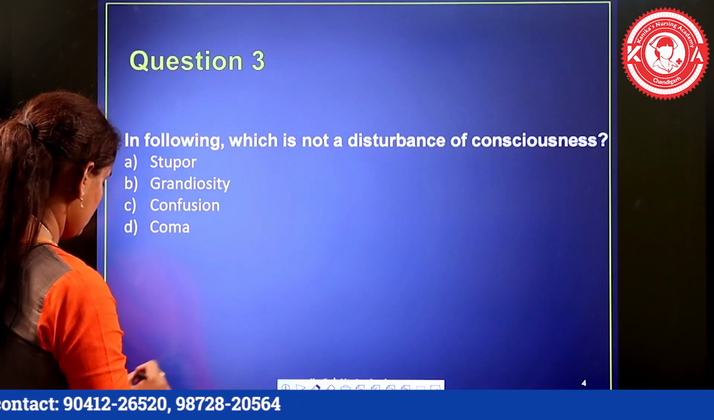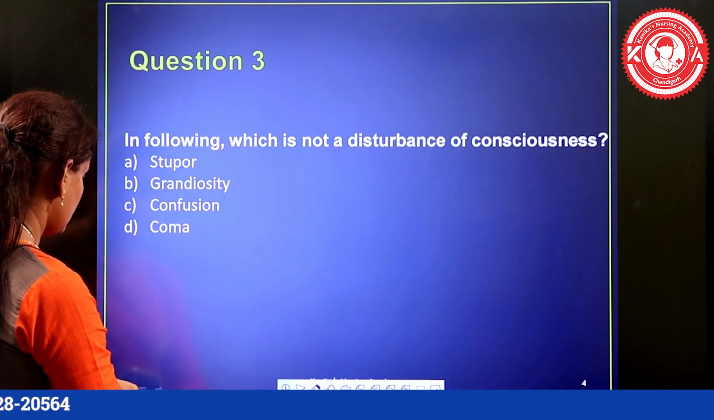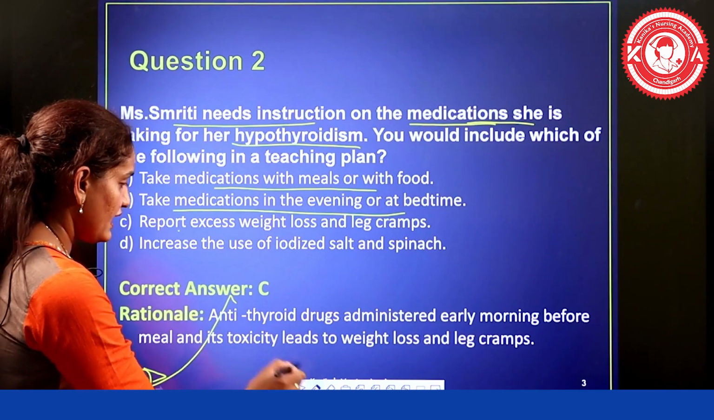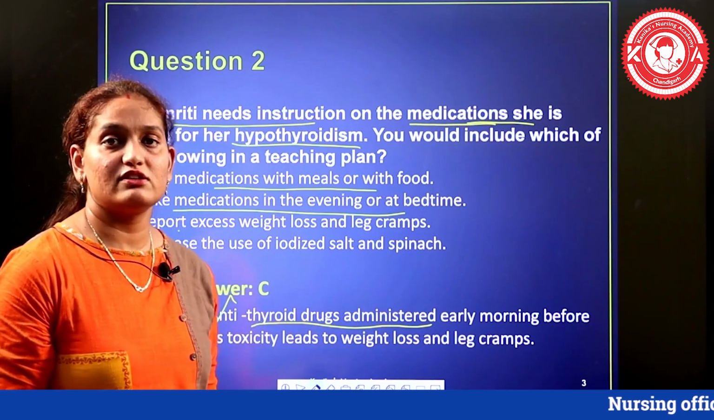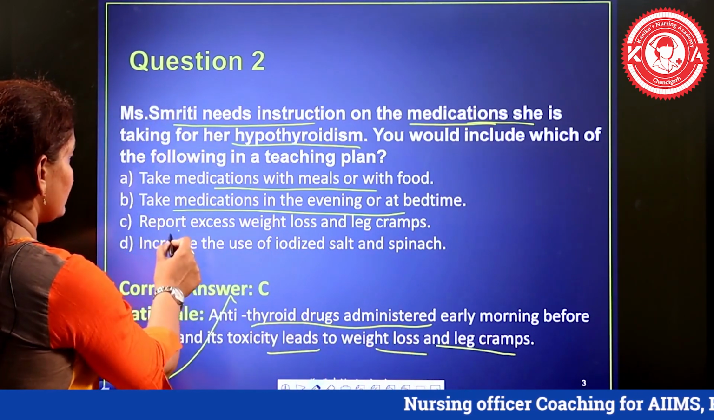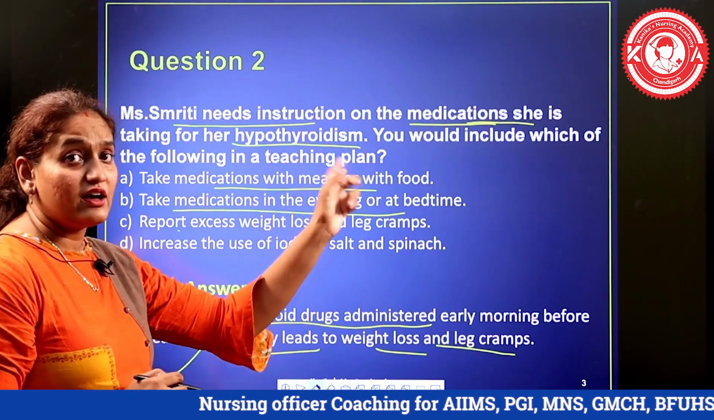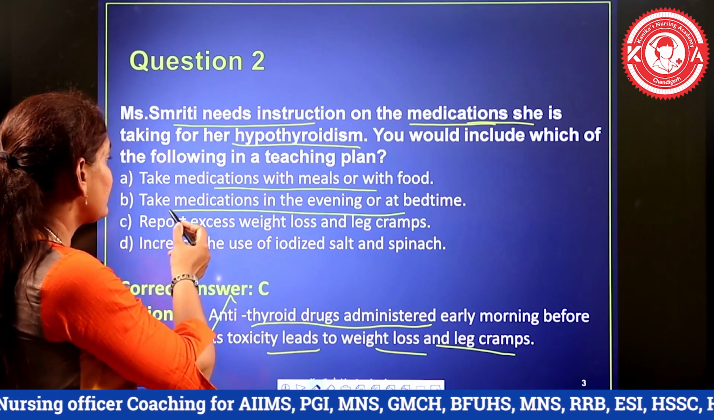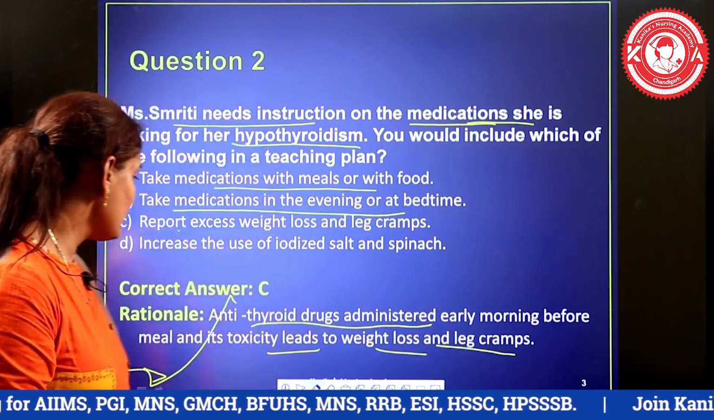The correct answer for this is C, and the rationale says that anti-thyroid drugs are administered early morning before meals, to enhance absorption, and their toxicity leads to weight loss and leg cramps. So excessive weight loss and leg cramps are to be included in the teaching plan when the patient is put on medications. The patient cannot take the medication with food, and it cannot be taken in the evening or at bedtime, because it is to be taken early morning, before the meal.